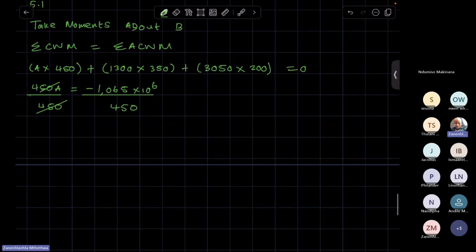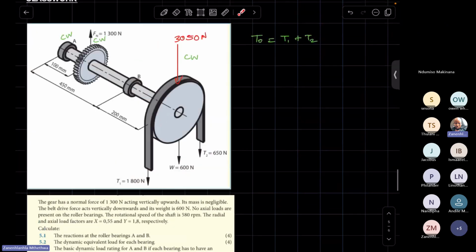Right? Obviously that cancels and we get the magnitude as well as the direction of A. So this divided by 450 gives us negative 2366.667 newtons. Now as you can see here, we got a negative magnitude, or a negative direction, meaning that our initial assumption that this was pointing upwards is wrong. Since our answer is negative, it means that this is actually pointing downwards.